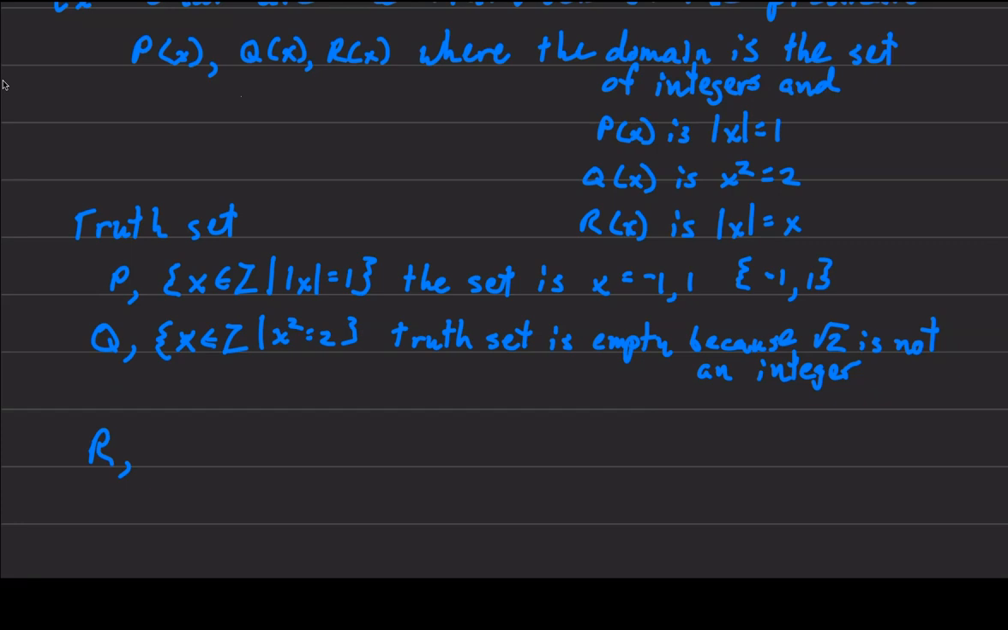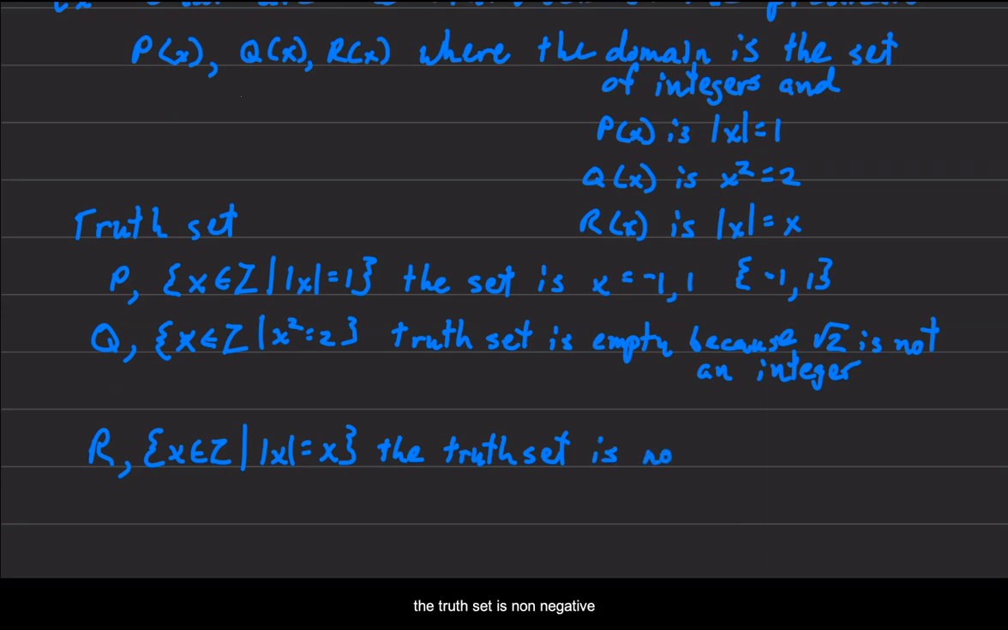R is a set of x in Z such that absolute value of x is equal to x, and the truth set is the non-negative integers, N, natural numbers there, because x is greater than or equal to 0. And that finishes up this section.